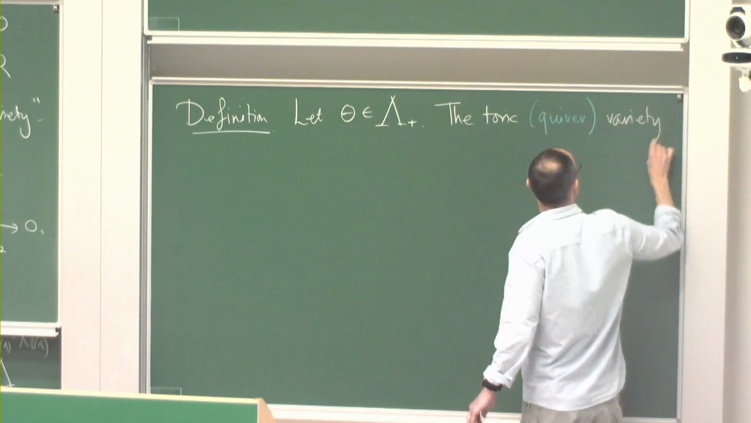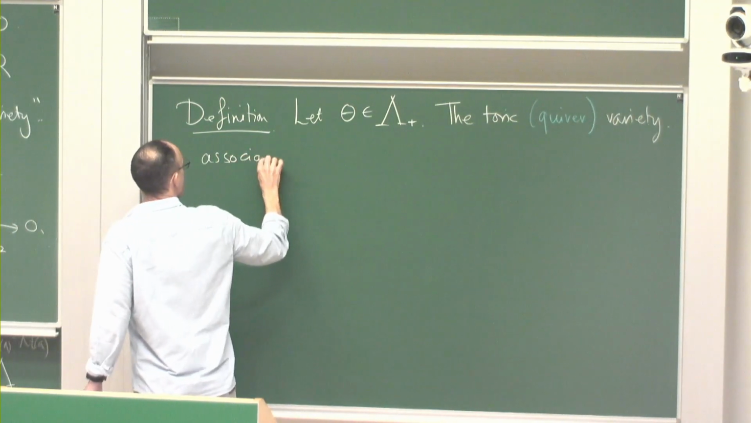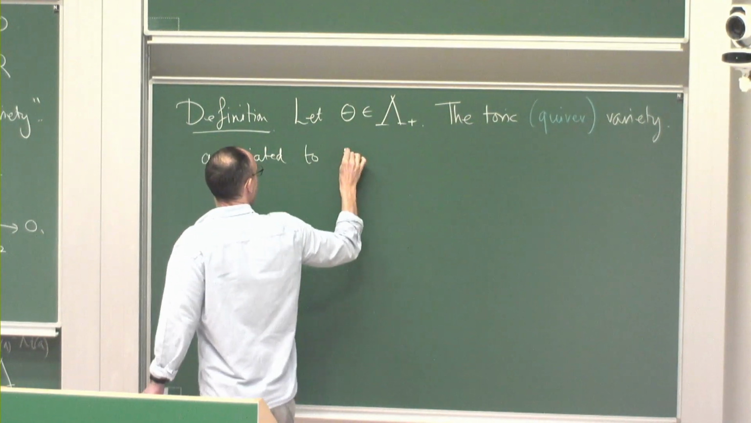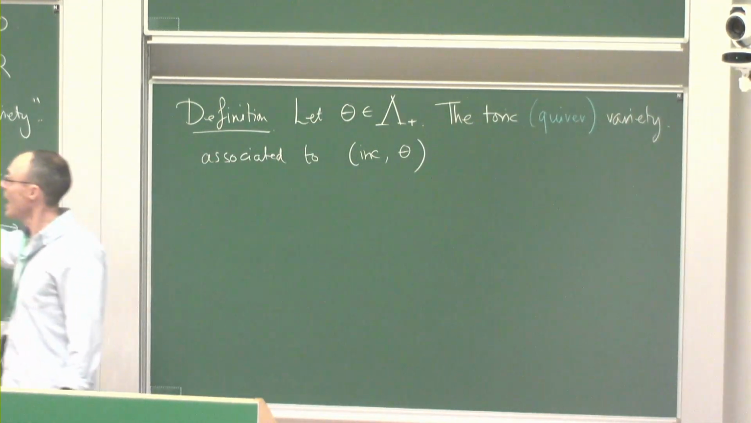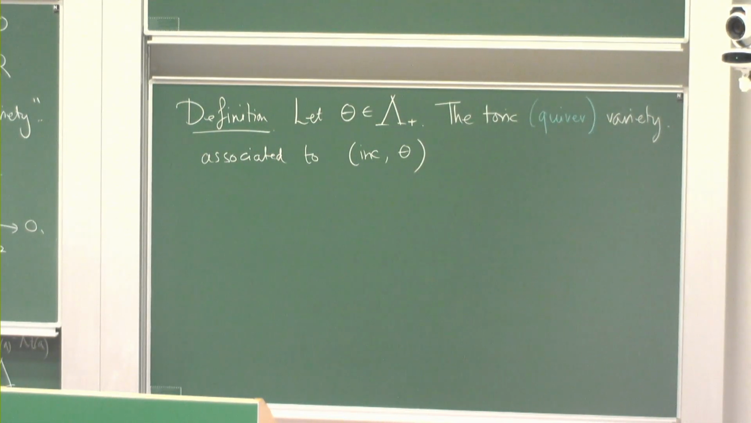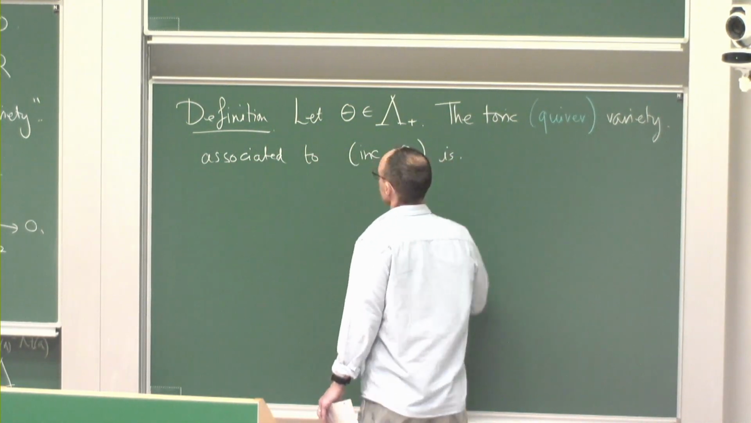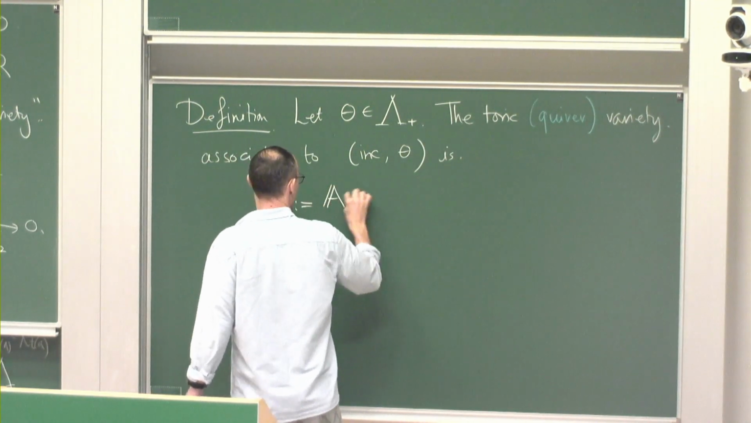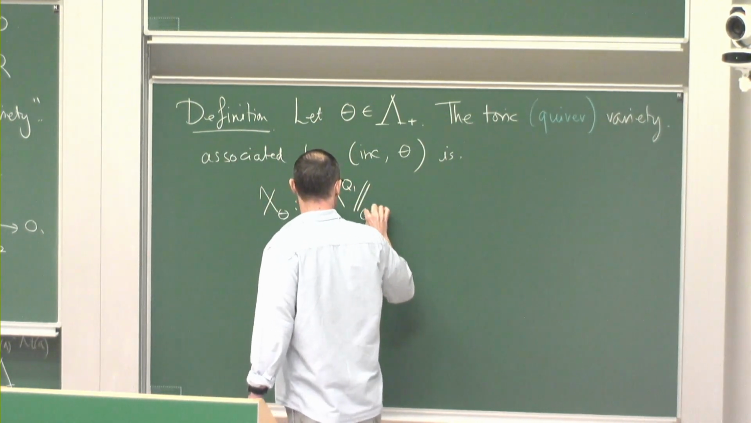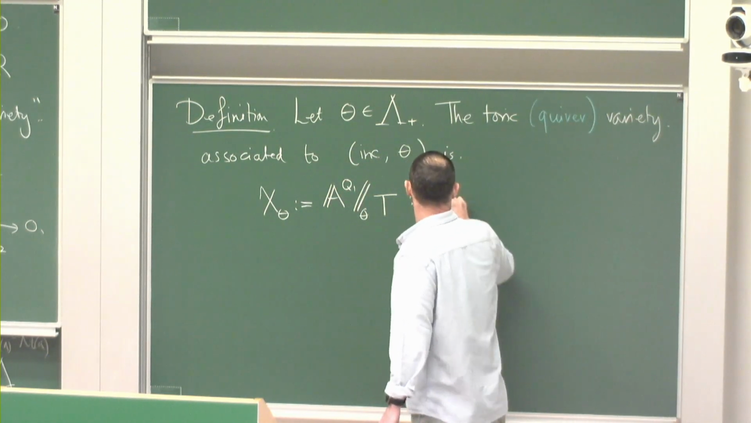The toric quiver variety associated to, and let's say at the moment, the information I'm really using is this incidence map, which is driving everything, together with the choice of theta, I'll call it x theta. The notation is AQ1 / theta t, but what does that mean?